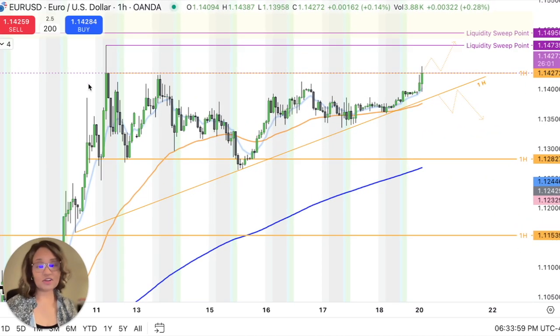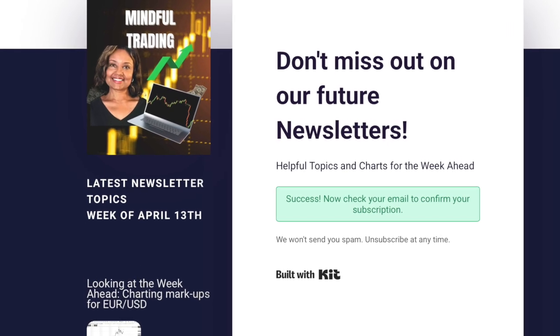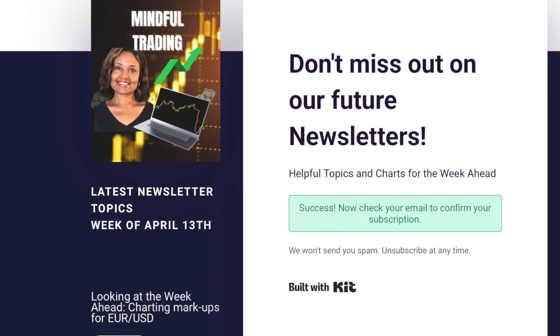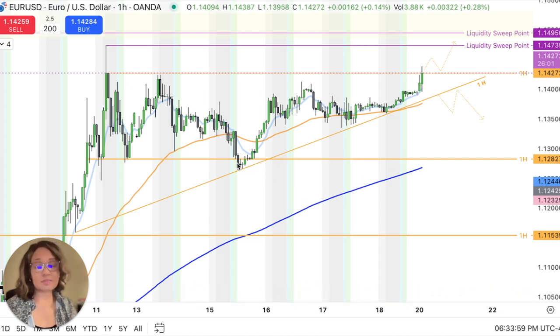Okay, and what we have here is a chart that we marked up on this past Sunday. I will send out a chart in our newsletter so that everyone who subscribes can get an idea of where I think the market might be going this coming week. And you could also use this to help you mark up your charts for the week.